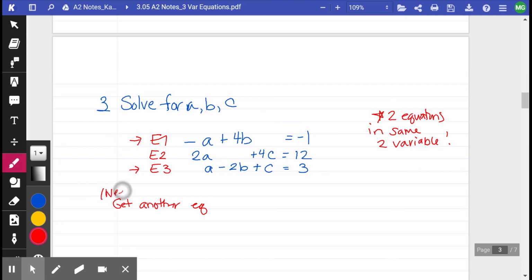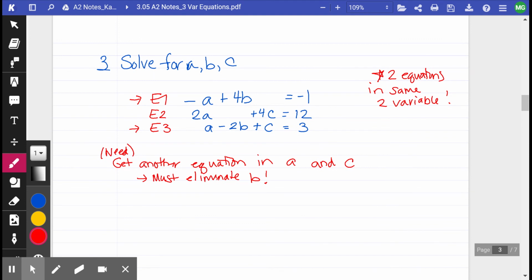This is what I need to get another equation in A and C. So if I want another equation in A and C, that means I must eliminate what letter? B. Because if I eliminate the B, then I will have just A and C left. Okay, so looking at equation 1 and 3, how could I eliminate my B? Well, I have a 4B and a negative 2B, so how do I get them to become additive inverses? I could multiply negative 2B by 2.